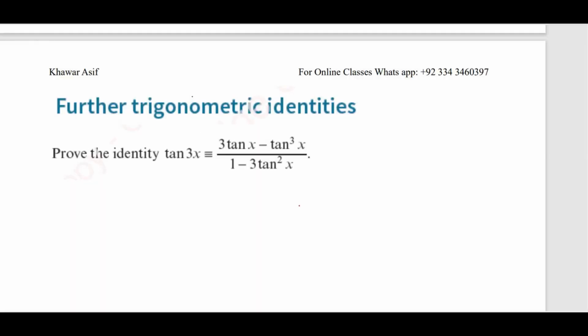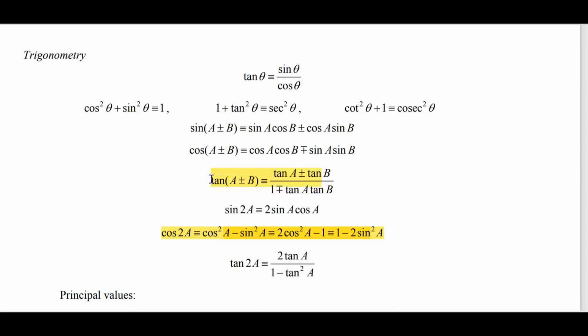So we can use the compound angle formula because we can write tan 3x as tan of 2x plus x. In fact, we have to choose the left hand side only. So we can write the left hand side tan 3x as tan of 2x plus x. So we can see the compound angle identity. We have to use this one.